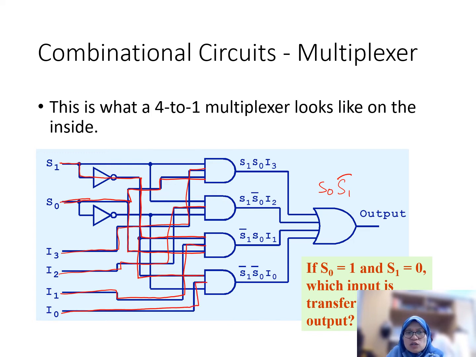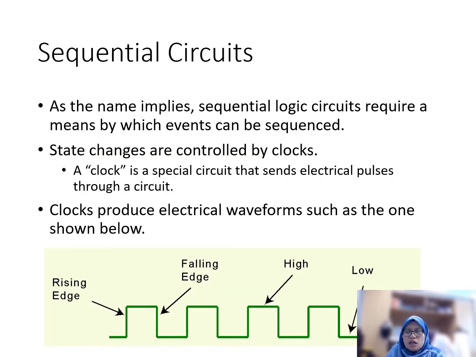So look at each gate. This one is incomplete, this one is incomplete, this one is complete. So the one that is completed will be ended and then sent out as the output. So in this case, the I here would be the value that will be the output for this multiplexer. So that is several examples of combinational logic.